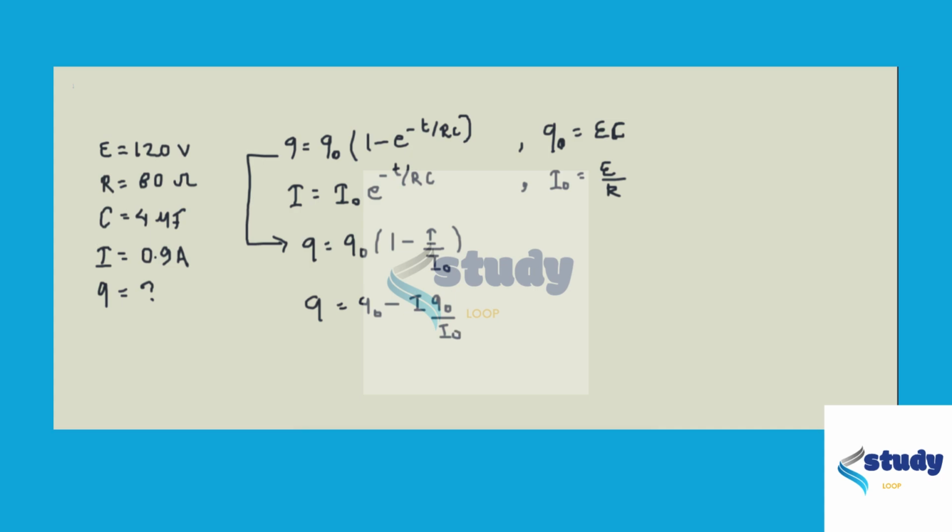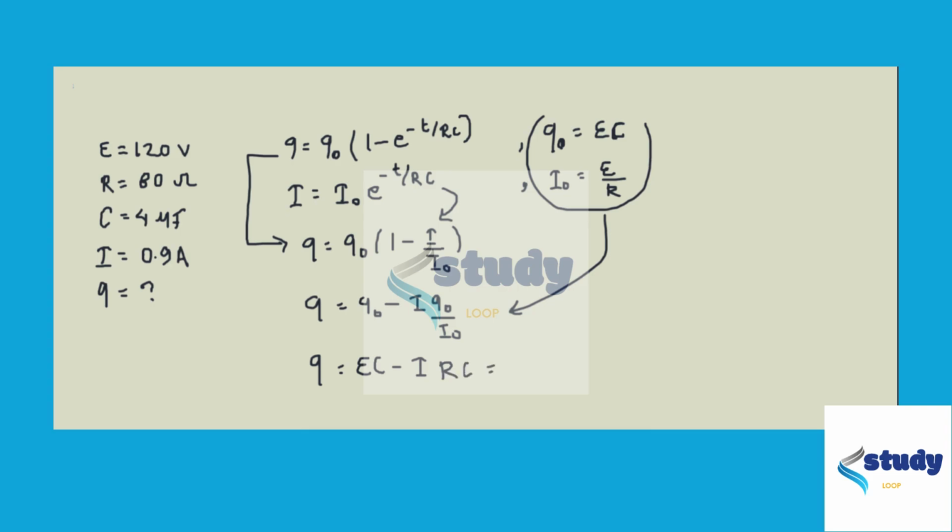Now, how I wrote this came from here, and now what I want to do is use these identities on this. All right, then Q becomes Q naught, let me write this as epsilon, the EMF, times capacitance, minus I times Q naught by I naught, which is what? RC.